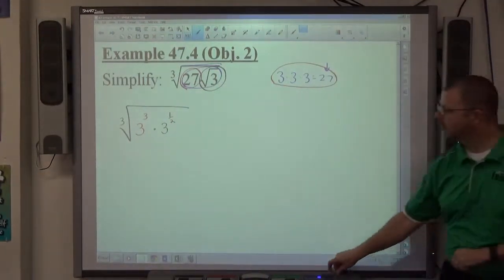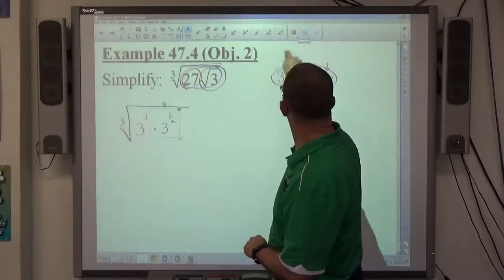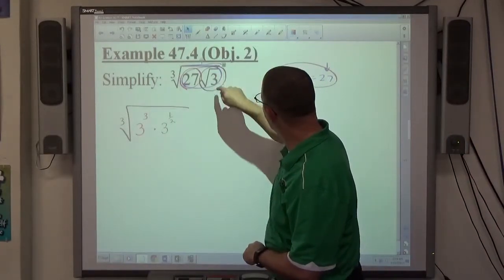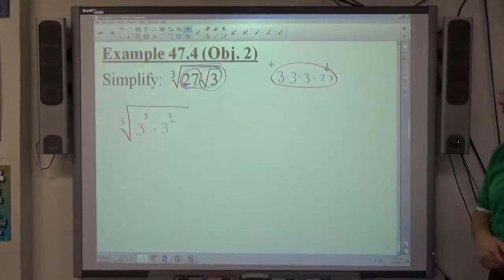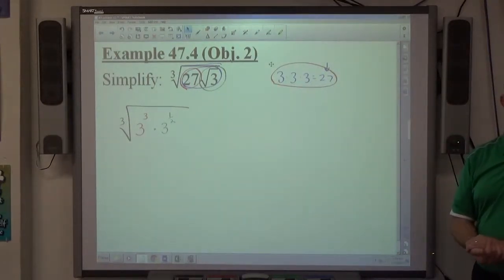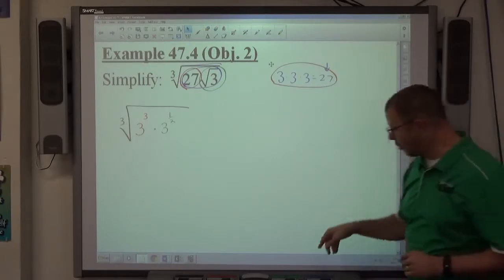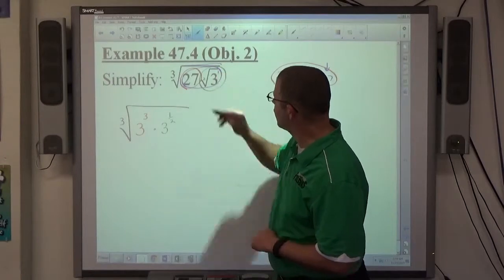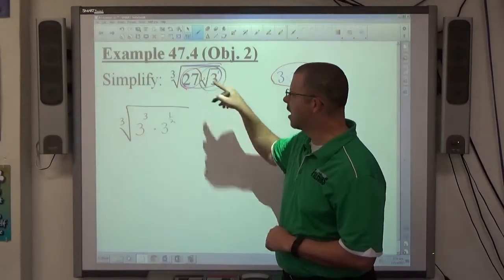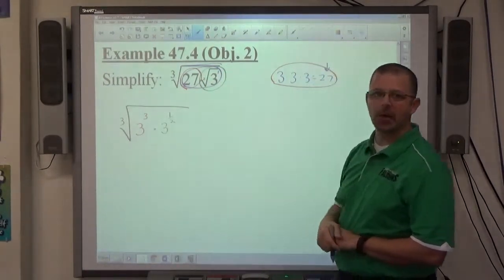Just realize I'm using the same color for two different things. Let's go green for that. So again, 27, I wrote it as 3 to the third power. The square root of 3, so that's the square root, second index understood, power of 1 inside, divided by root, 1/2 as the power.